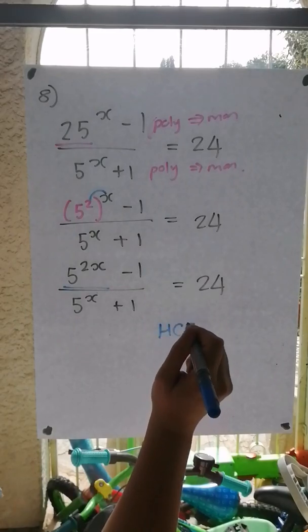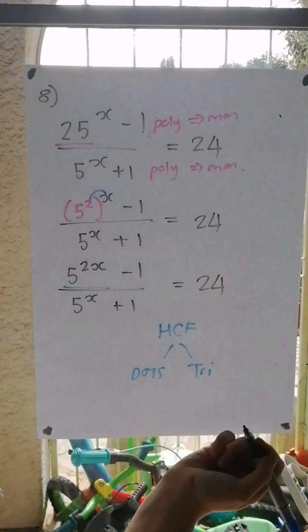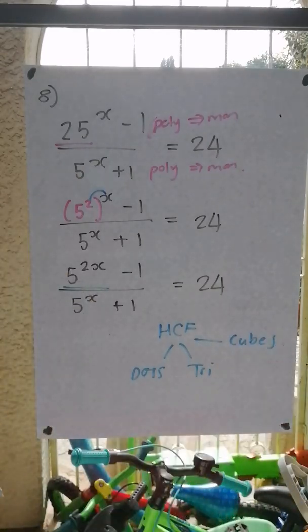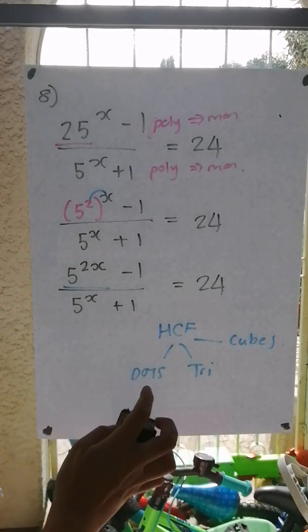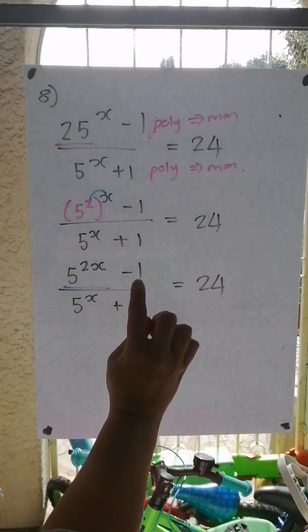So it was HCF. After HCF is difference of squares or trinomial. That's what you learned in grade 9. And then we also had cubes. Those are my three methods of factorizing. So if I can't do HCF, let's look at difference of squares: two perfect squares separated by a minus sign. This is a perfect square.